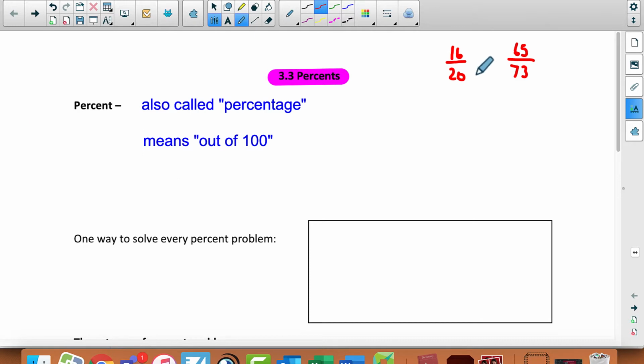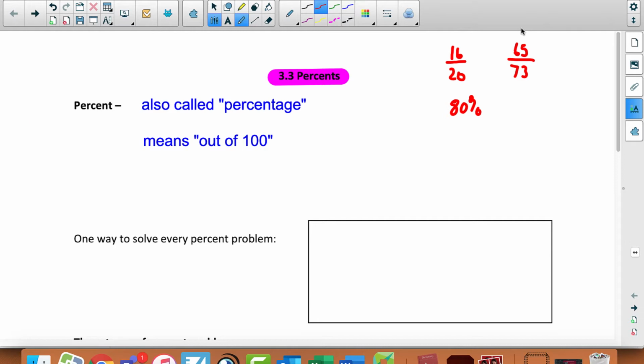Well, it's actually really hard to figure out who did better because they're out of different amounts, right? So the reason we use percent is because it's a standardized way of comparing things. What we do is we say, well, if you got 16 out of 20, then what would you have gotten if it was out of 100? And it turns out that you would have gotten 80 if it was out of 100. So you got 80%.